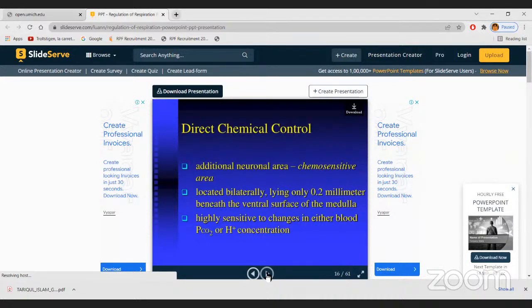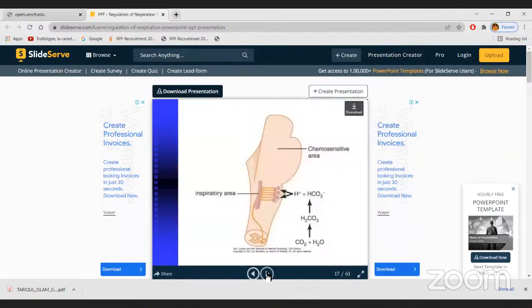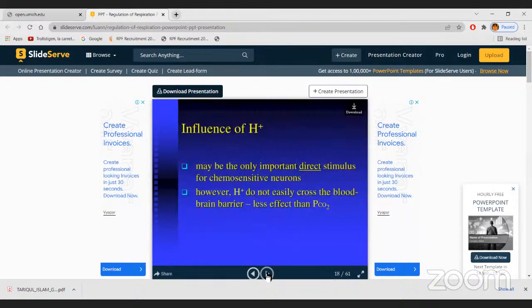Additional neuronal area: the chemosensitive area is located bilaterally, lying only 0.2 millimeter beneath the ventral surface of the medulla, and is highly sensitive to changes in either blood PCO2 or hydrogen ion concentration. So this is the chemosensitive area. The influence of hydrogen ions may be the only important direct stimulus for the chemosensitive neurons.